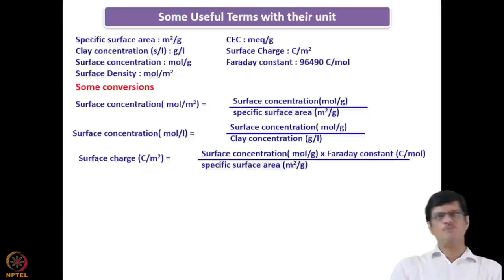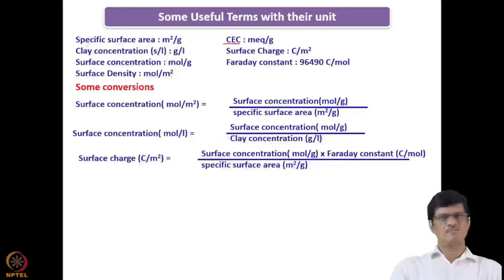Some of the important terms necessary for understanding clay mineral complexation with actinides are defined in this transparency. The specific surface area has the unit meter square per gram. Clay concentration can be grams per liter. Surface concentration can be moles per gram. Surface density is moles per meter square. The cation exchange capacity, or CEC, is considered in milliequivalents per gram. Surface charge can be coulombs per meter square. And the Faraday constant is 96490 coulombs per mole. So that is how these are defined.